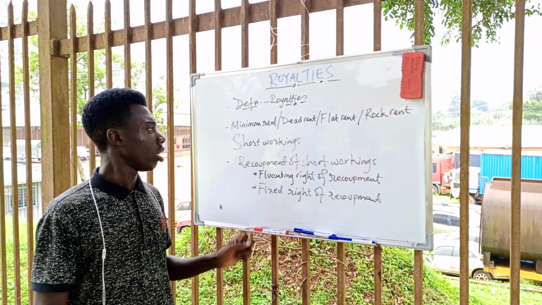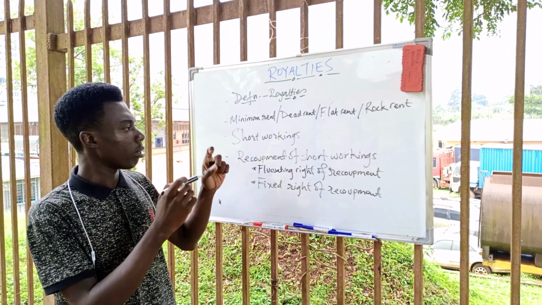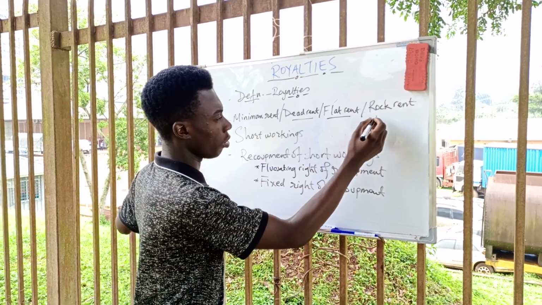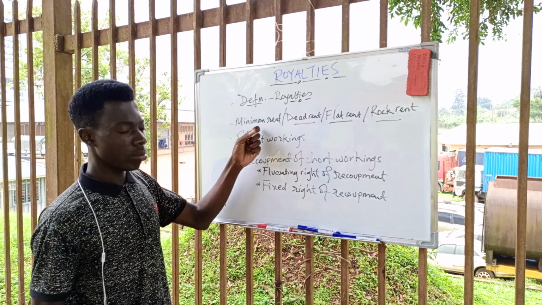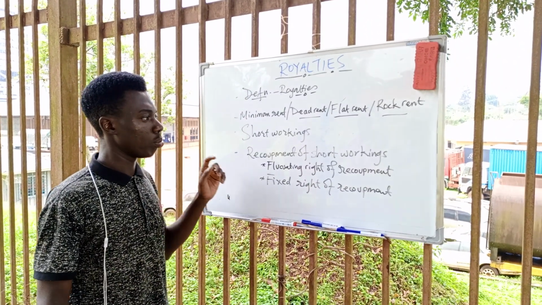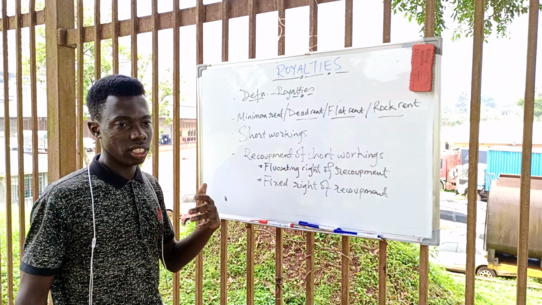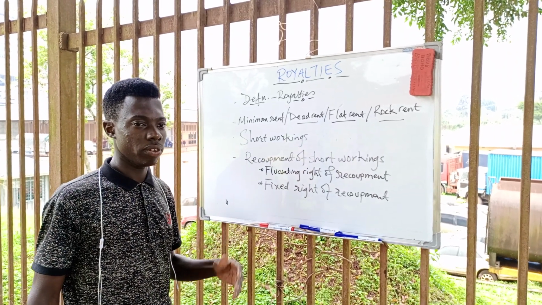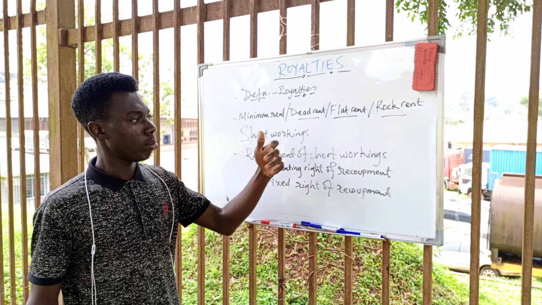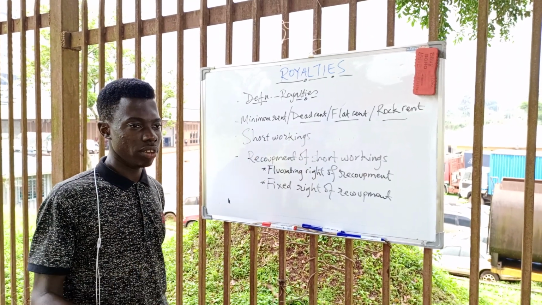Very key to note. Then minimum rent, sometimes they call it dead rent, sometimes you may see some questions calling it flat rent or rock rent. This is the minimum amount of money that the lessee is supposed to pay to the landlord, even if the lessee hasn't derived any benefits from using that asset.